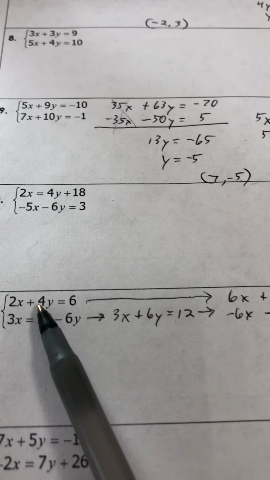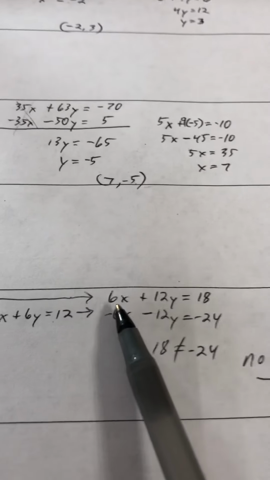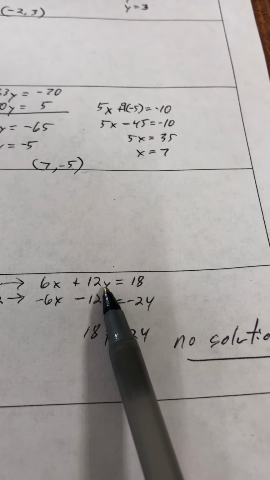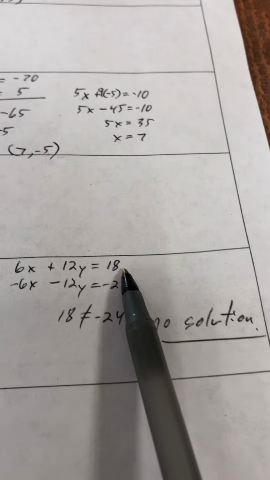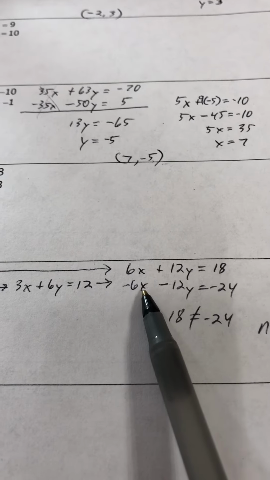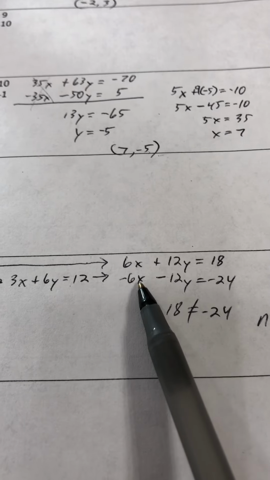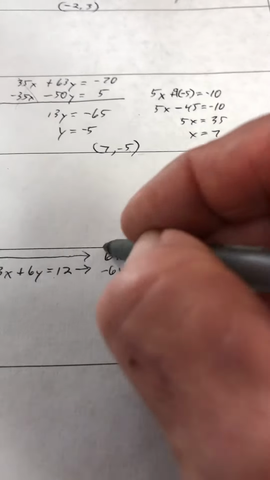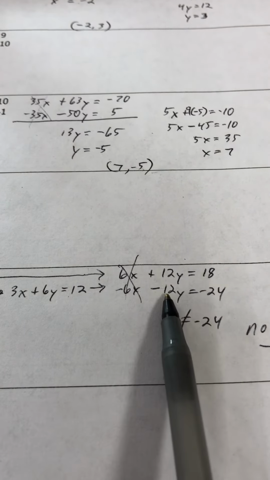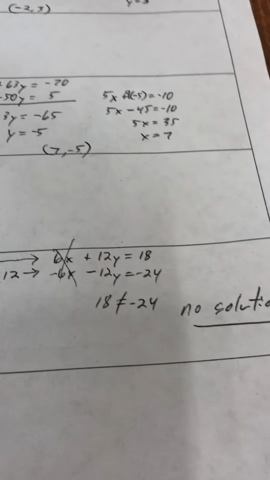In order to make this 2x a 6, I multiply everything by 3. So 2x times 3 is 6x. 4y times 3 is 12y. And 6 times 3 is 18. And then I want to make this 3x a -6x, so I'm going to multiply everything by -2. So 3x times -2 gives me -6x. That way I can cancel these out. That's why I'm doing this. So I've got to multiply 6 times -2 also, so that gives me -12y. And then I have to take 12 times -2, and that gives you -24.